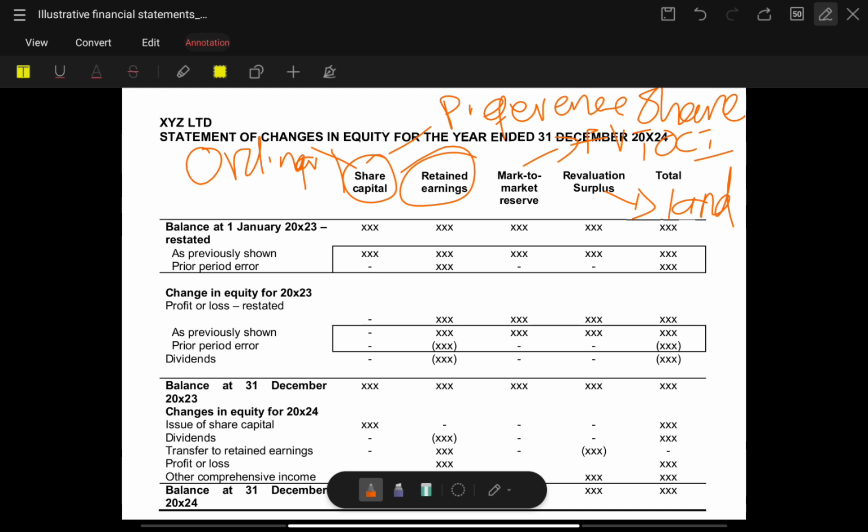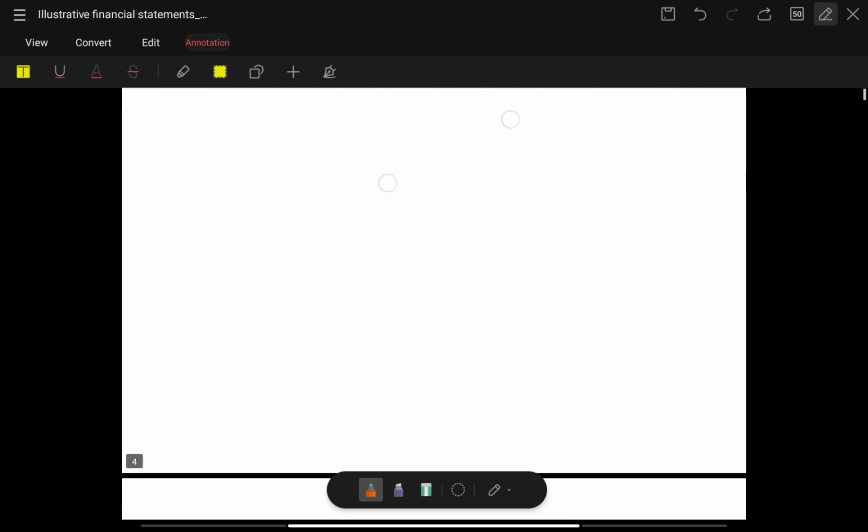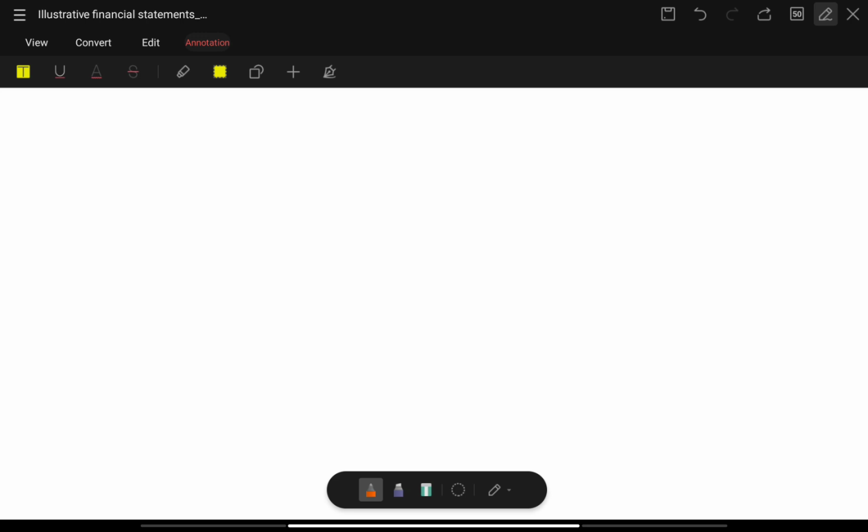Does it make sense? I feel like explaining this one would be very confusing since you haven't done prior period errors. So explaining the statement of changes in equity using this format won't be very effective. I want to explain it in a way that you will understand, and I think you will get it if I explain it this way. So guys, let me start by drawing your statement of changes in equity. Let's illustrate the drawing.